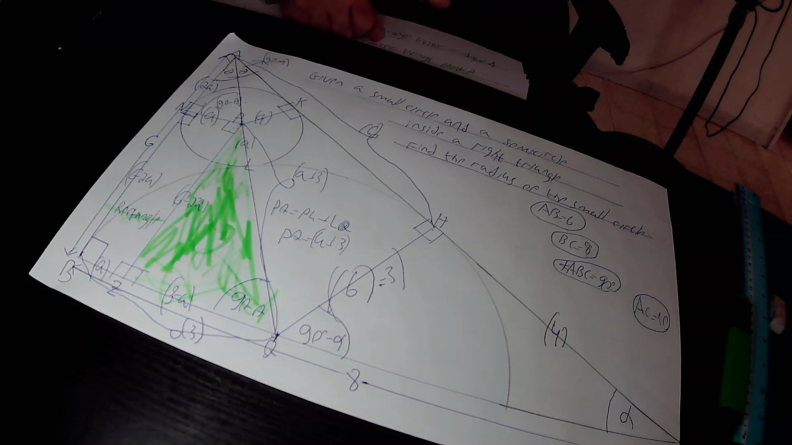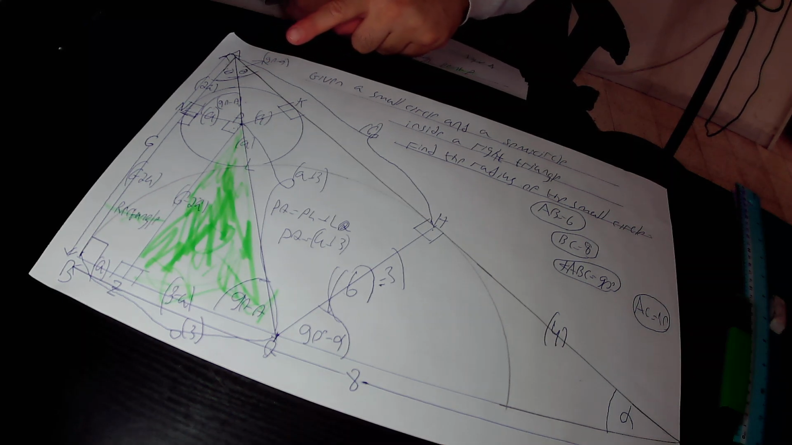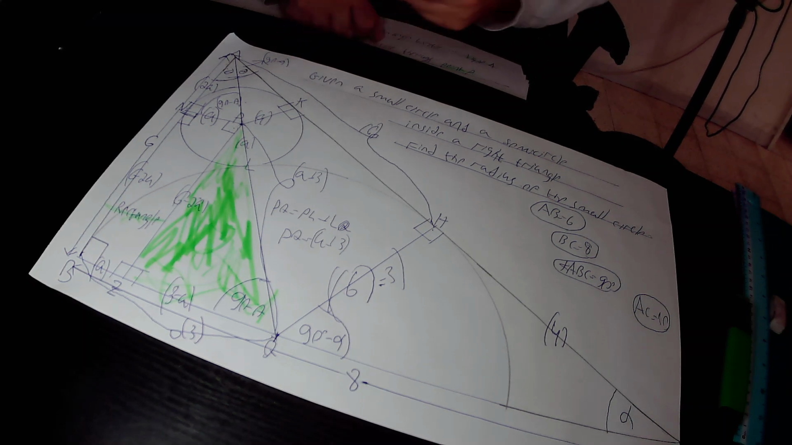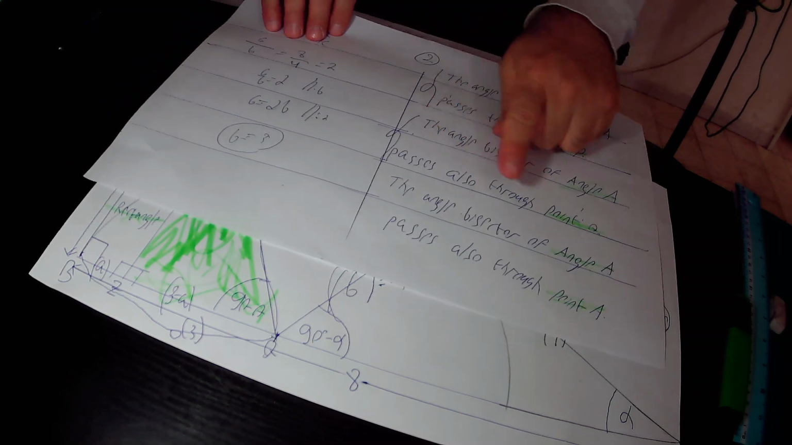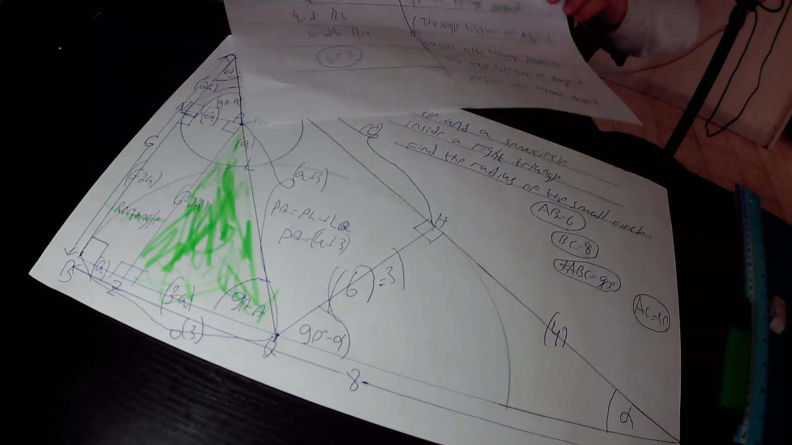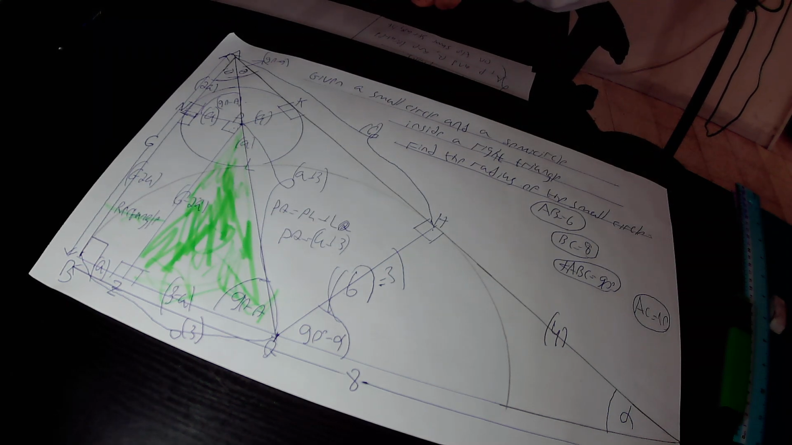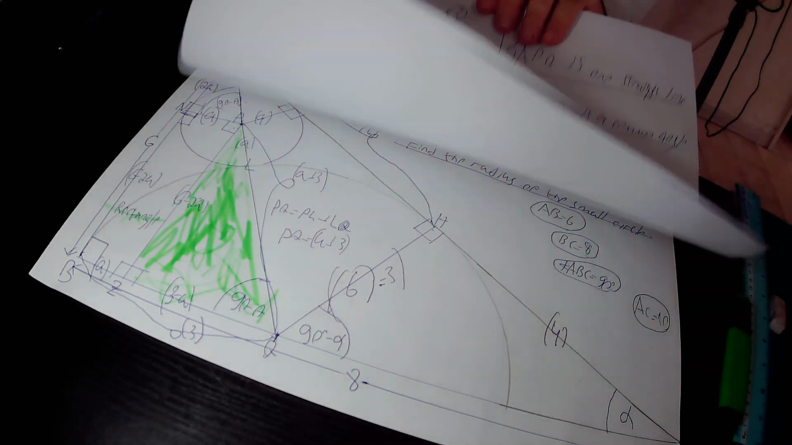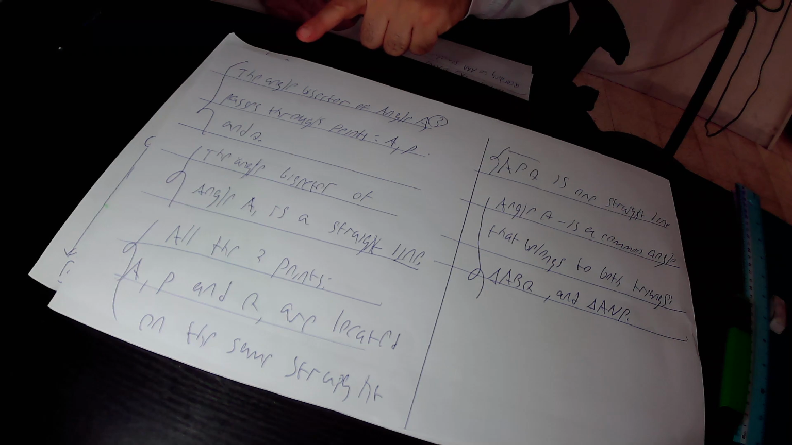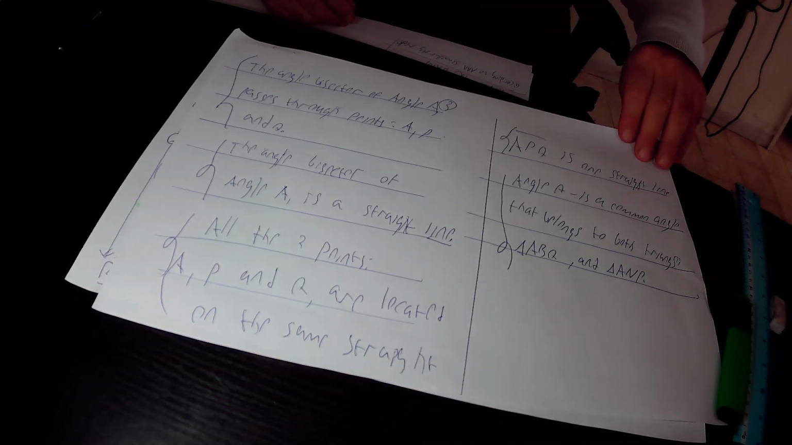So the angle bisector of angle A, in total, passes through points P and Q. But the angle bisector of angle A must pass also through point A. It's trivial that the angle bisector of this angle A must pass through point A. In conclusion, we found out that the angle bisector of angle A passes through points A, P and Q.